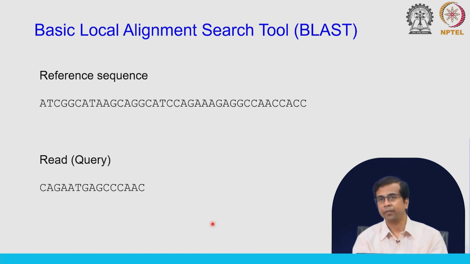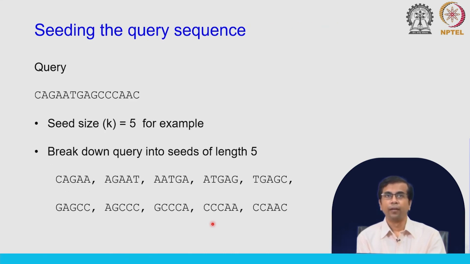Again, we come back to the same example, we have the reference and the query. Here the query is the read sequence. The first step is to break down this query into seeds. We can choose different seed lengths, which we denote by k, and we can take k equals 5 for example here, but you can choose a different k. So, we are breaking down this query into seeds of length 5.